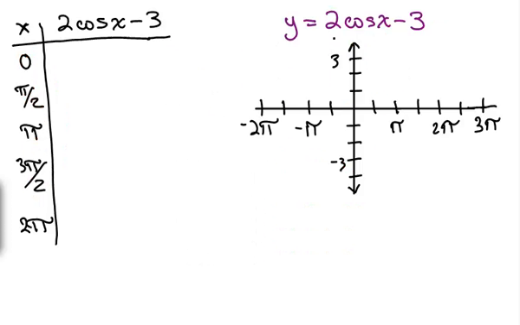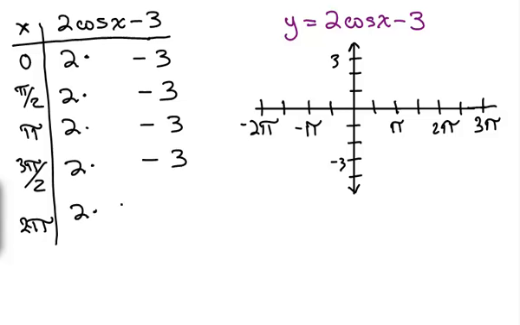So we want to do y equals 2 cosine of x minus 3. So what do I have here? I have a 2 times the cosine of x and then minus 3. I know they all have this pattern. And the values for the cosine of x at 0, pi over 2, pi, 3 pi over 2, and 2 pi are 1, 0, negative 1, 0, 1.